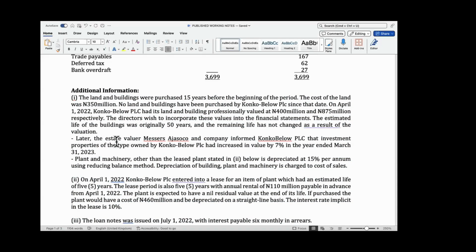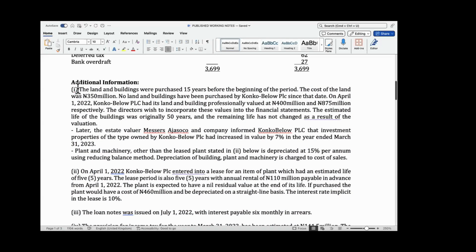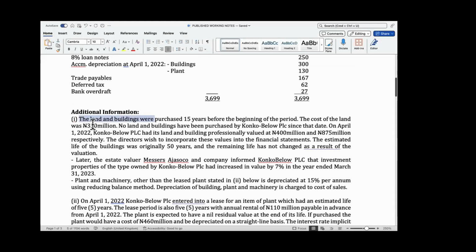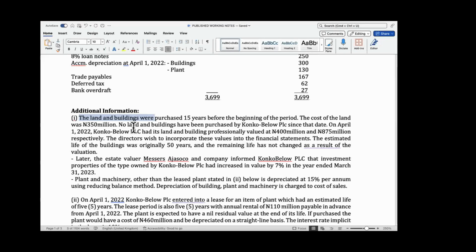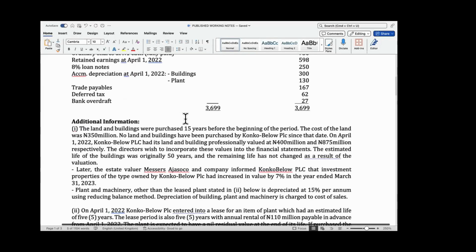Now that we have set the background, let's read this additional information. 1. This is speaking to land and building that was purchased 15 years before the beginning of the period. He said the cost of the land is 350. And they said all land and building have been purchased by Concom Below since that date. I mean, Concom Below is the company we are preparing accounts for.